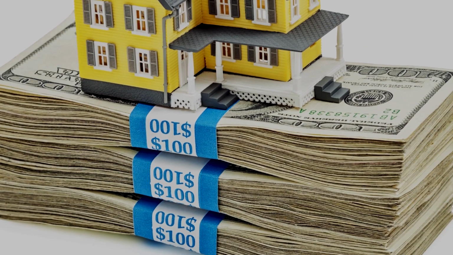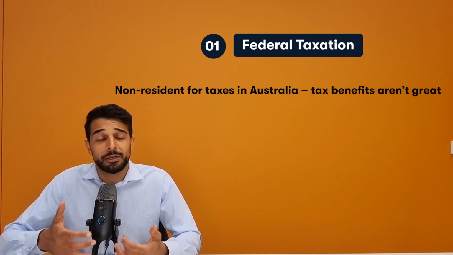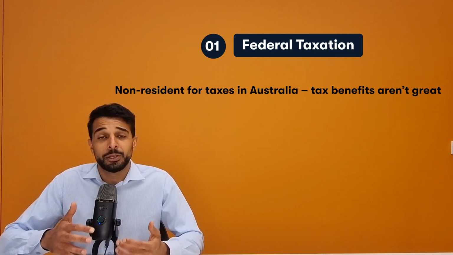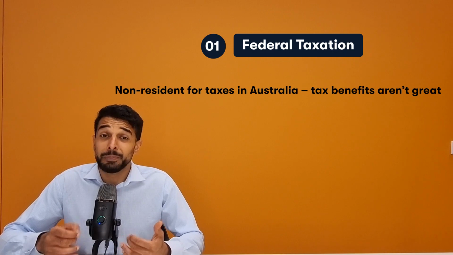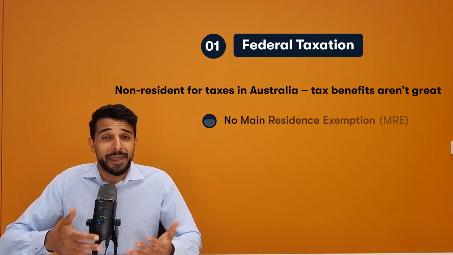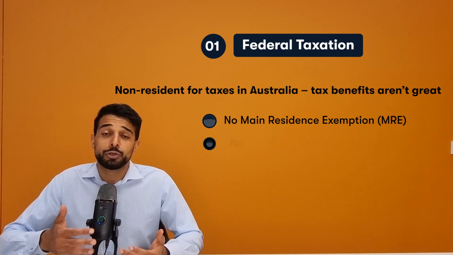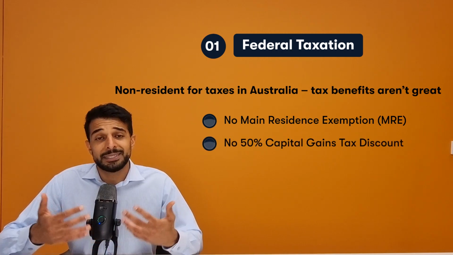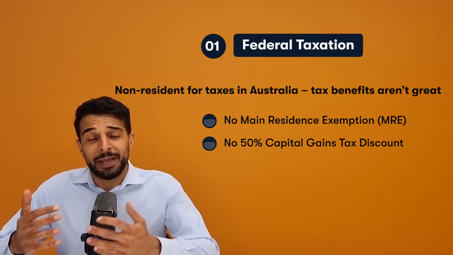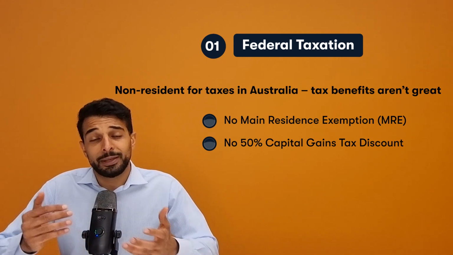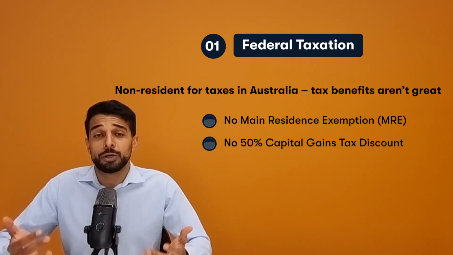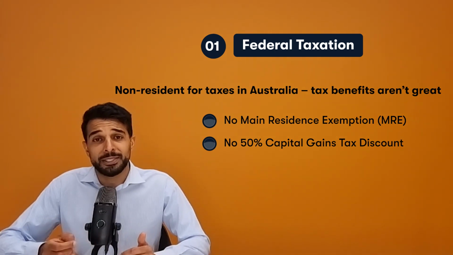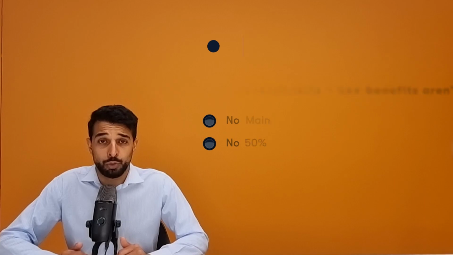property from abroad. If you are a non-resident for tax purposes in Australia, there are a number of tax concessions that you don't get compared to being an Australian tax resident. Some of these are no main residence exemption and also no 50% capital gains tax discount. And so becoming an Australian tax resident means moving to Australia and making it your home. And look, it's not that hard to become an Australian tax resident if you put your mind to it.